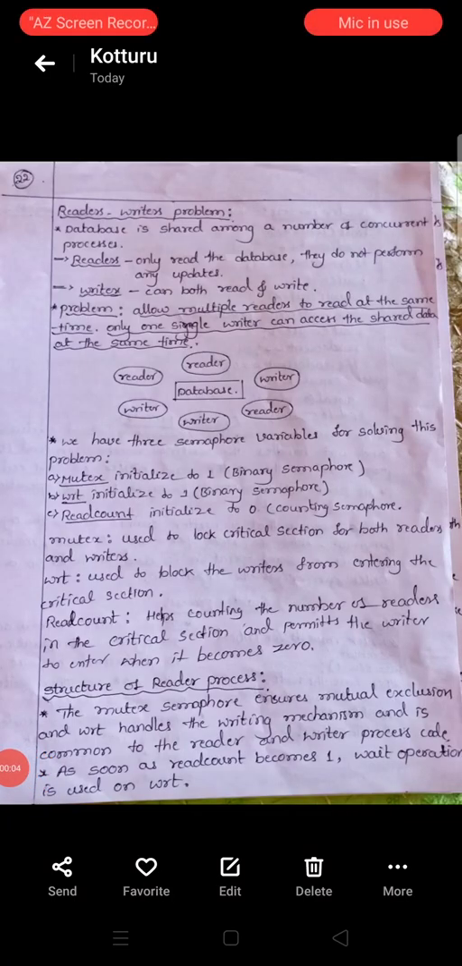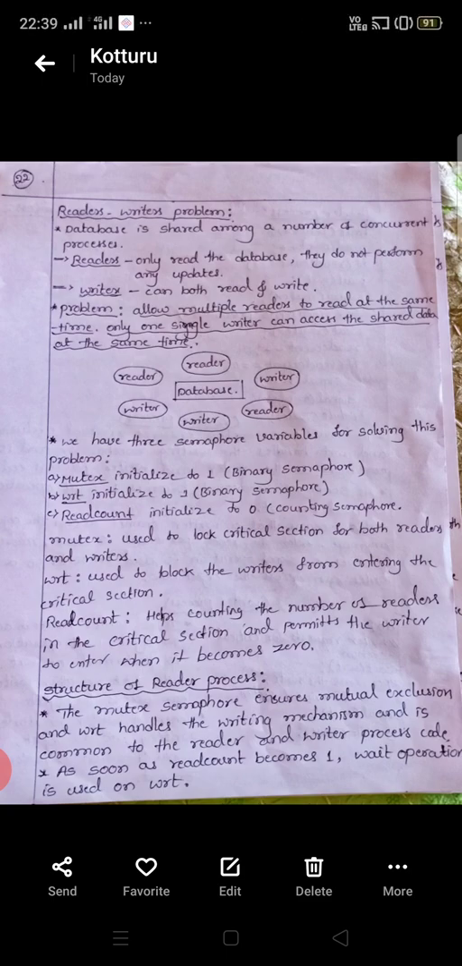The second classic problem of synchronization is the reader-writers problem. We have a database that is shared among n number of concurrent processes, that is, reader processes and writer processes. Reader processes can only read the database; they do not perform any updates. Writer processes can perform both read and write operations on the database, that is, they can update the database and at the same time they can read it.